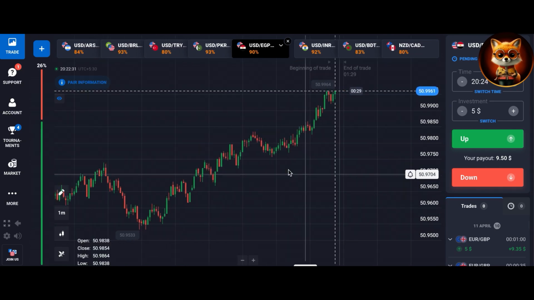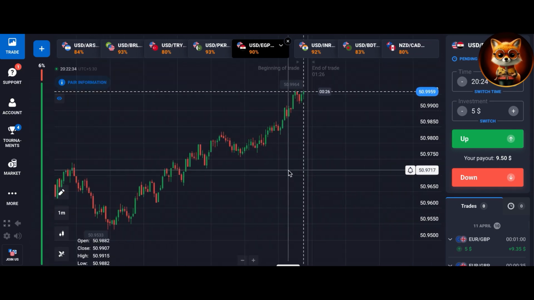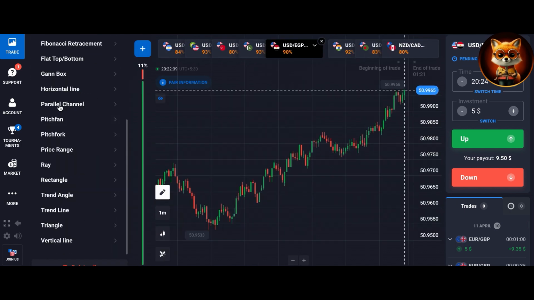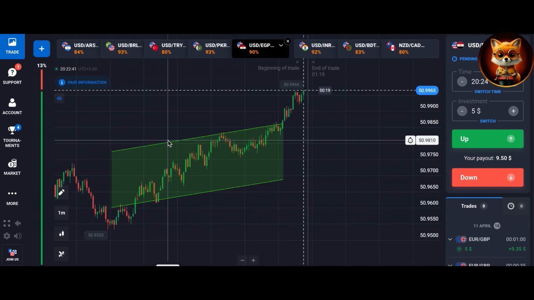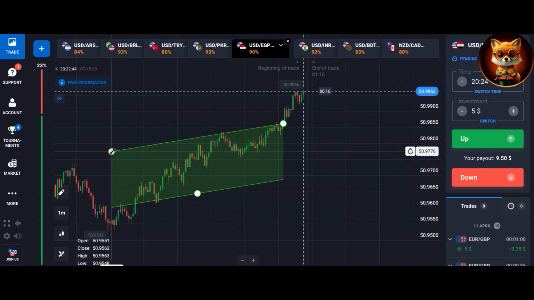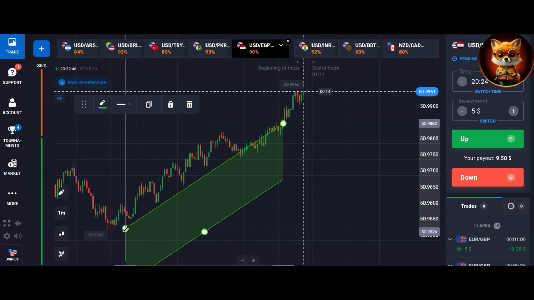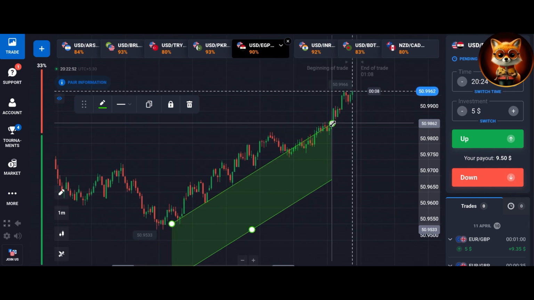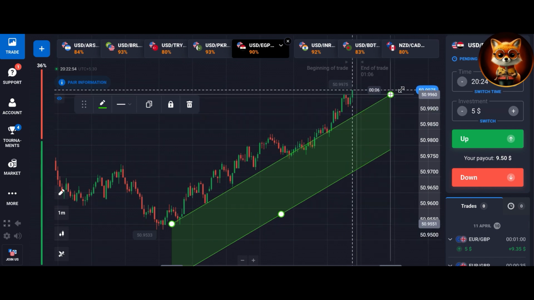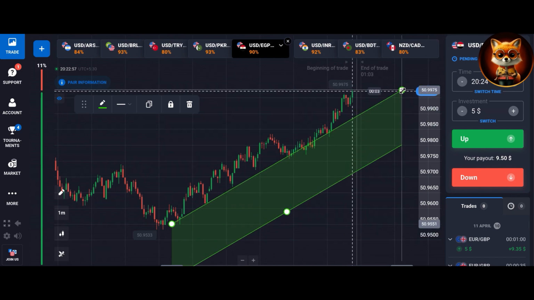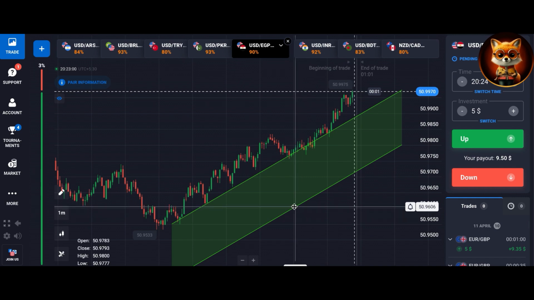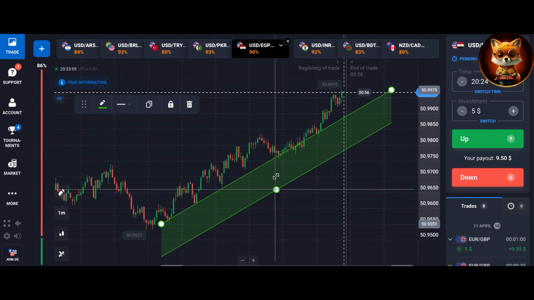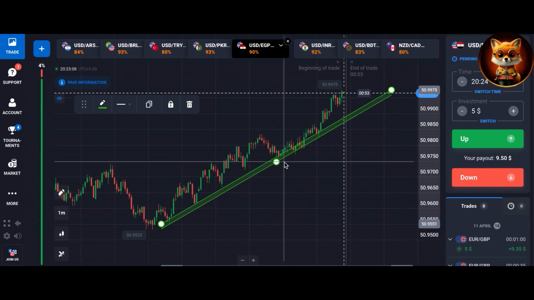So let's begin with analyzing the charts, finding great opportunities, and then executing the trades for profit. So let's analyze this chart. First, we are going to draw the resistance trend line so that we can see from where the market is getting support. I mean, from where the market is pumping again and again. Okay, so here it goes.